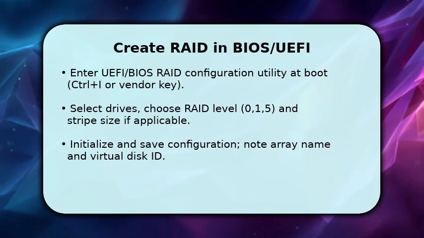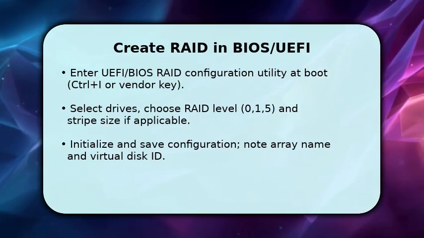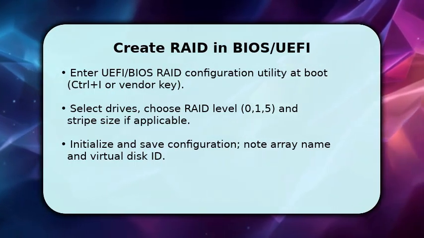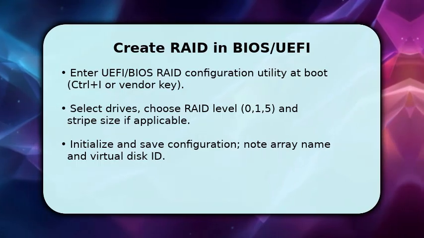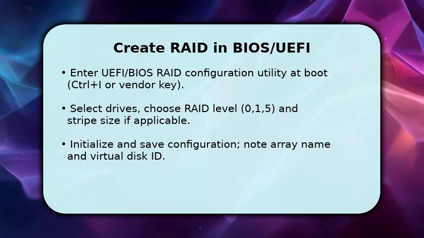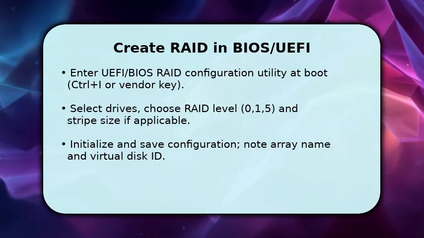You reboot and enter the motherboard RAID utility using the vendor key. This is where you form the virtual disk. In the utility, select the physical drives, pick the RAID level that matches your goals, and set stripe size, larger stripe for sequential speed, smaller for mixed workloads.